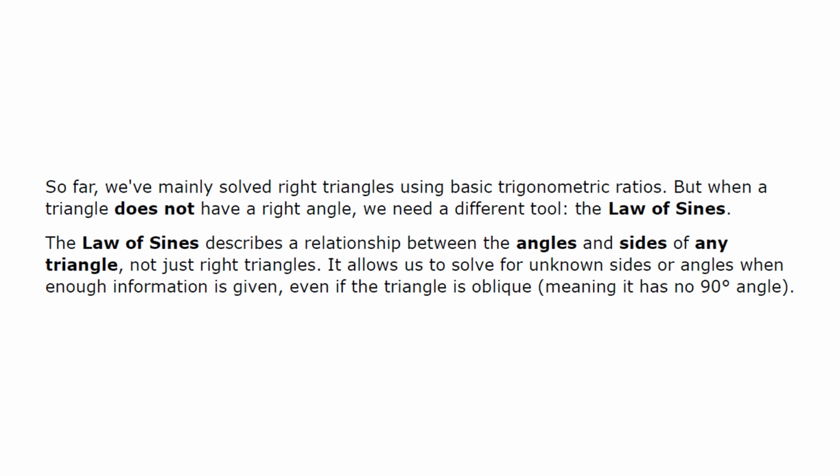So far, we've mainly solved right triangles using basic trigonometric ratios. But when a triangle does not have a right angle, we need a different tool. And this tool is called the law of sines. The law of sines describes a relationship between the angles and the sides of any triangle, not just right triangles. It allows us to solve for unknown sides or angles when enough information is given, even if the triangle is oblique, meaning it has no 90-degree angles.